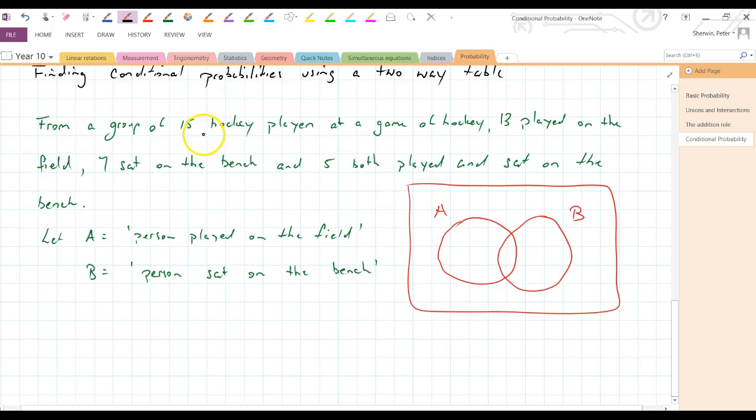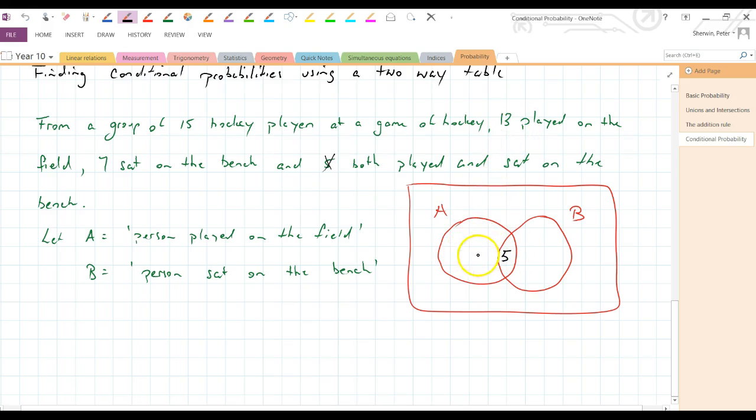Look at the information. 15 hockey players, 13 played on the field, 7 sat on the bench, and 5 played without that, we didn't even need this information. Add the 13 and the 7, that's 20. I've only got 15 players, so the difference between 20 and 15 has to go in the middle. 5 both played and sat on the bench. I knew that.